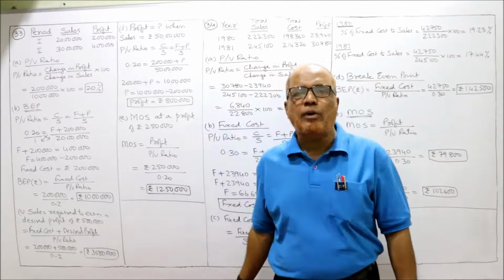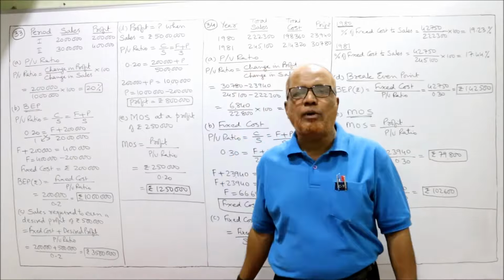Period 1 to sales are given, profits are given. In the first period the sales are 20 lakh and the profit is 2 lakh. In the second period sales are 30 lakhs and profits are 4 lakh. This is the data given. Now one by one question we will attempt. The first question, it is asking you to calculate PV ratio.